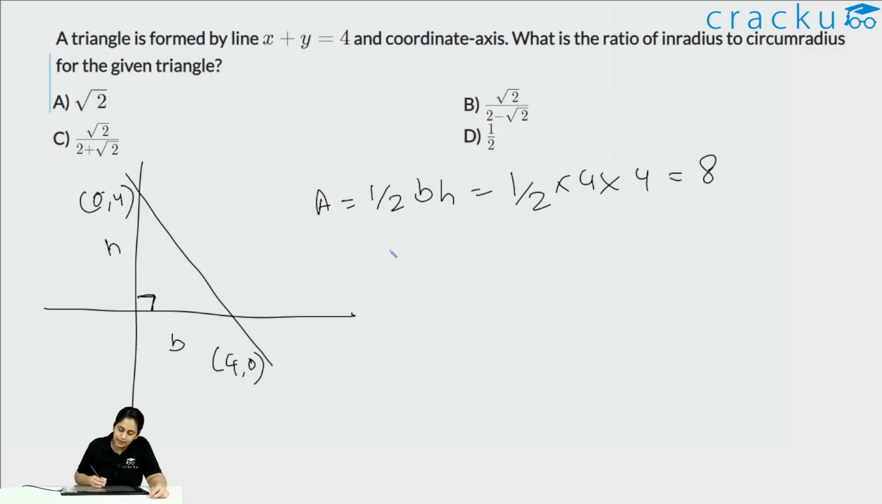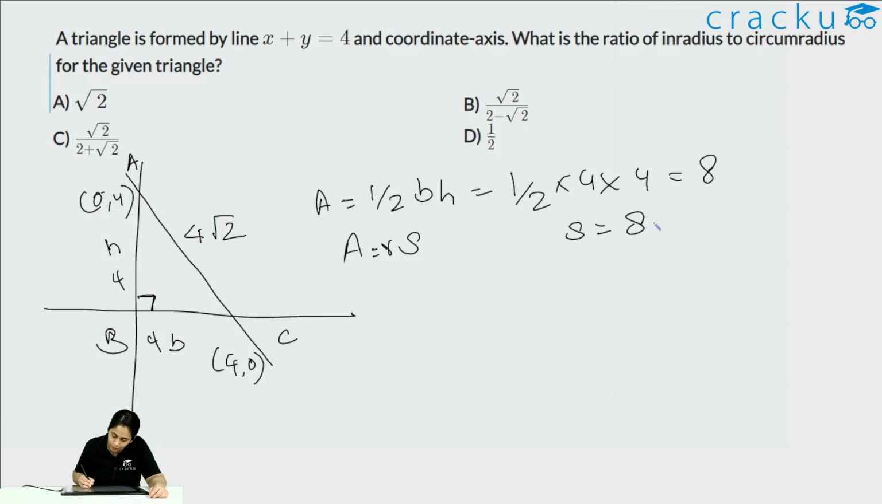So for inradius, I know that A is equal to r s. What is the semi-perimeter over here? This is 4, this is 4. By Pythagoras theorem, if I use it on this triangle, suppose this triangle is ABC, this would be 4 root 2. So the sides of the triangle are 4, 4 and 4 root 2. So semi-perimeter is essentially 8 plus 4 root 2 divided by 2, so this is 4 plus 2 root 2.